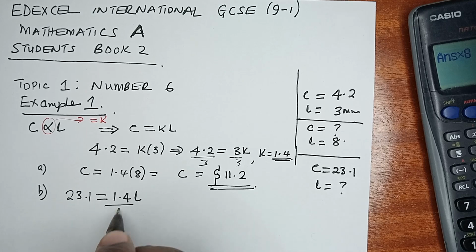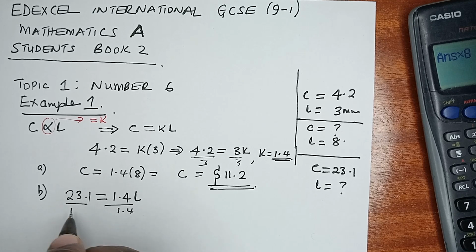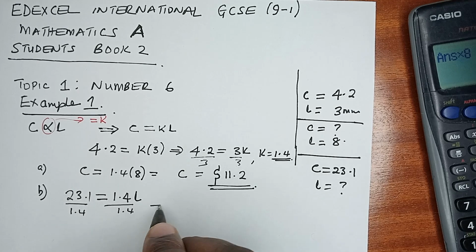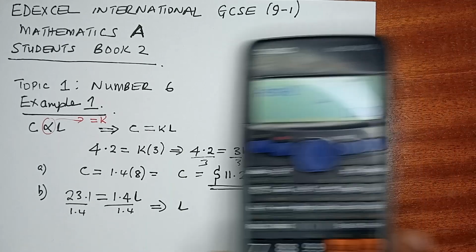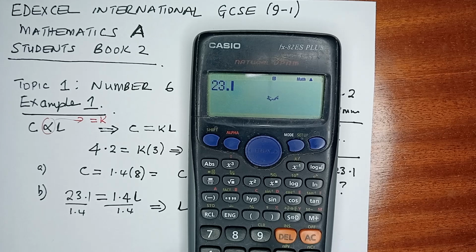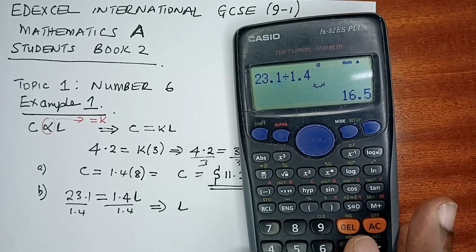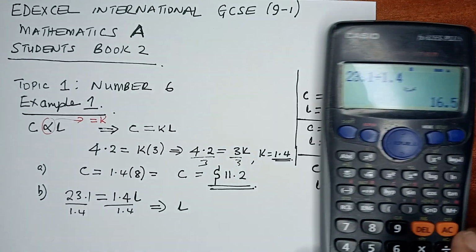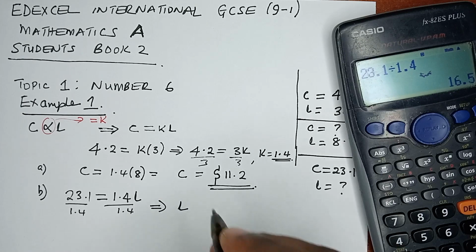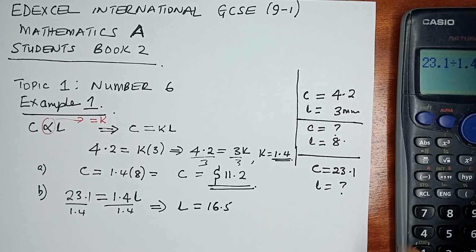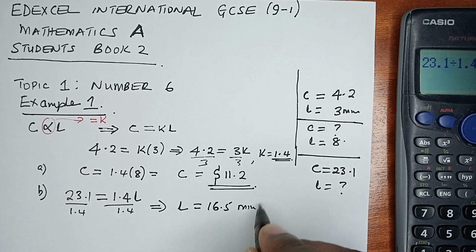We have to divide both sides by 1.4. And after doing that, we realize that our L, 23.1 divided by 1.4, gives our answer, 16.5 minutes. L is equal to 16.5 minutes. And that is the answer to part B.